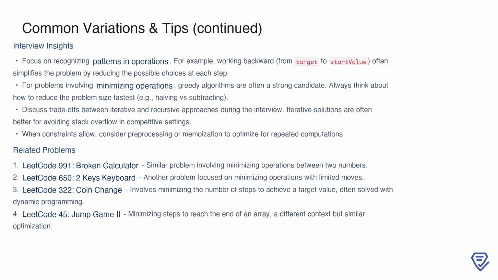It's also worth discussing the advantages and disadvantages of iterative versus recursive approaches. Iterative methods are often preferred in competitive programming settings as they avoid the risk of stack overflow. For problems with overlapping subproblems, pre-processing or memoization can significantly optimize performance by avoiding redundant computations. Additionally, exploring related problems can deepen your understanding. For example, the 2 Keys Keyboard problem also focuses on minimizing steps, while Coin Change and Jump Game 2 involve optimization strategies that can be applicable across a variety of contexts. Drawing connections between these problems can make your approach more versatile.